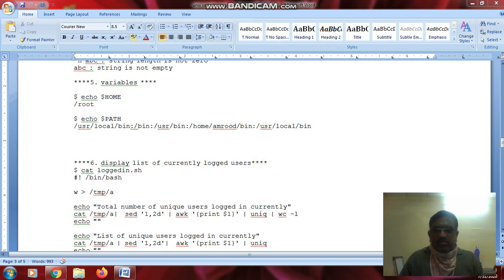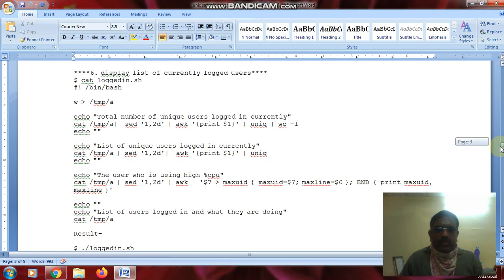Today, we are observing some five programs on the Unix operating system, and one more example: we have to see the display of currently logged users, to identify who is actually performing tasks using the server. So let us observe that.